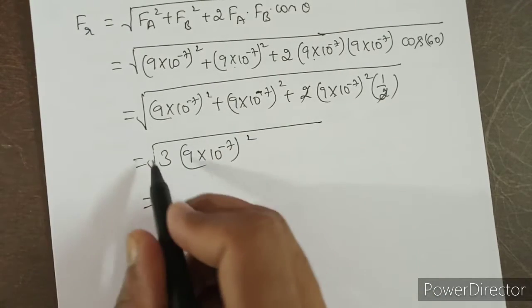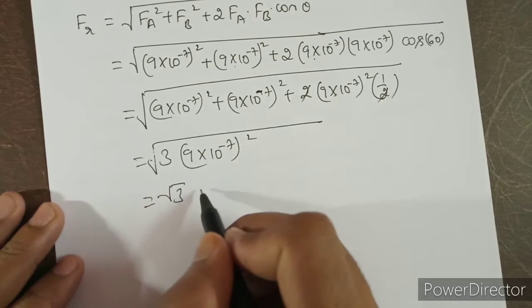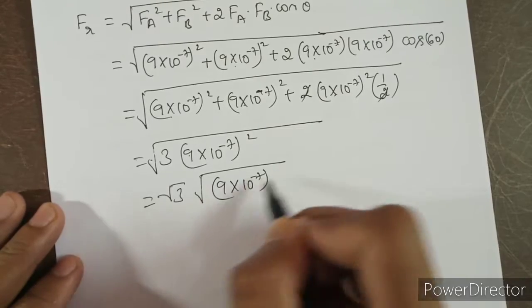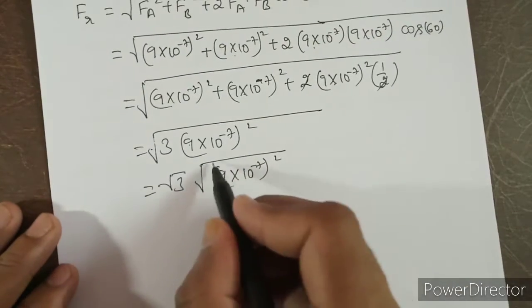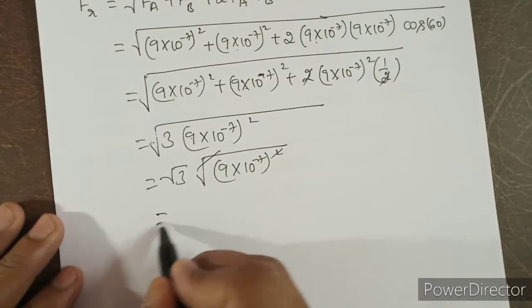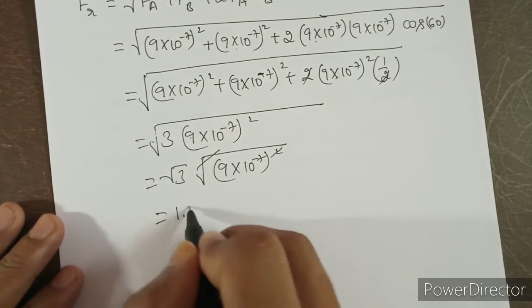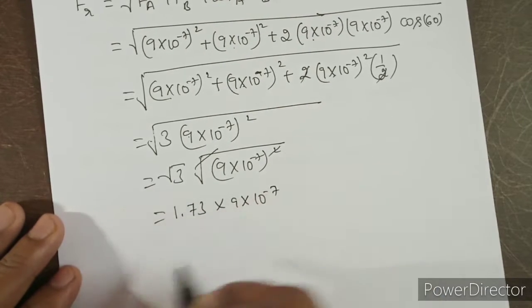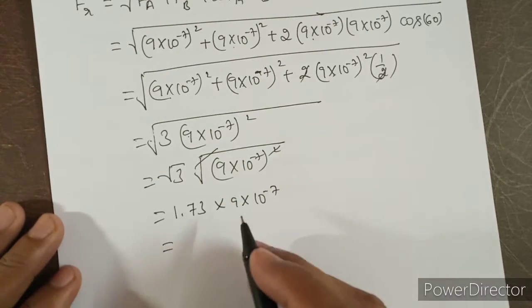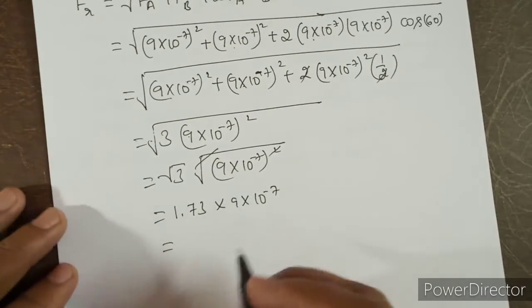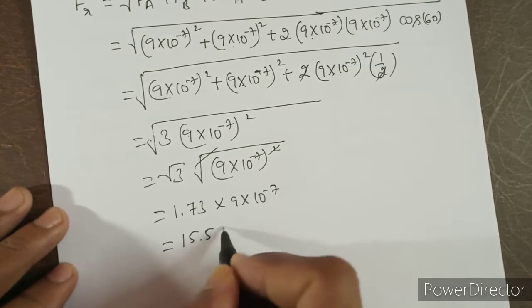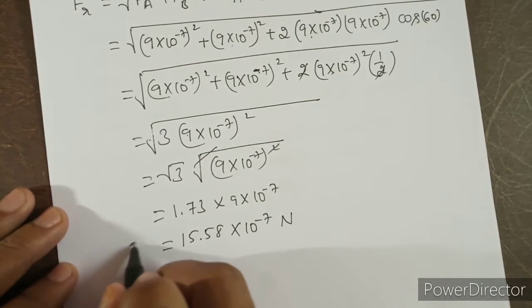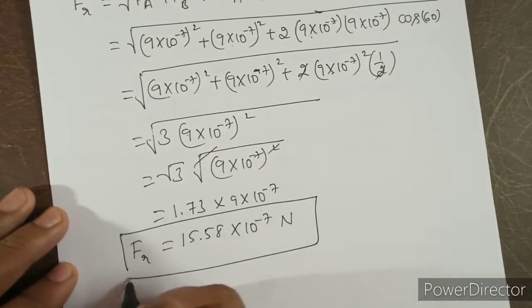So then it is square root of 3 into square root of 9 into 10 to the power minus 7 whole square. Here square root and square will cancel out, simple mathematics. So square root of 3 is 1.73 something, into 9 into 10 to the power minus 7, that is 15.58 into 10 to the power minus 7, and the unit will be Newton because this is the resultant force. So this is the final answer.